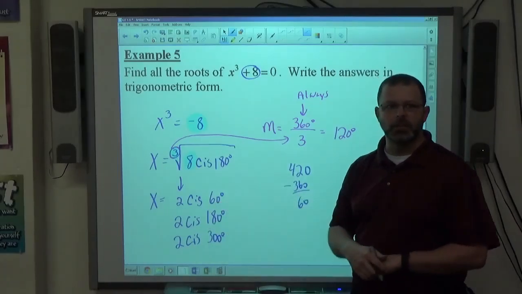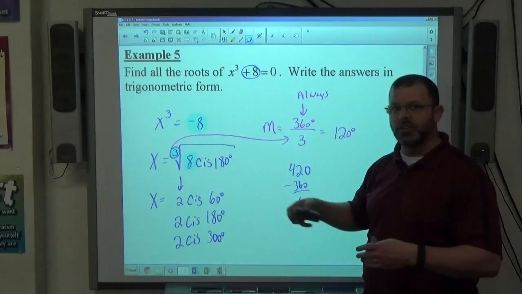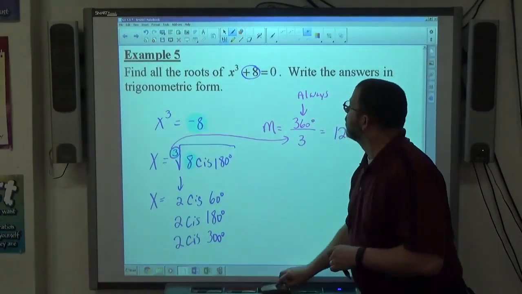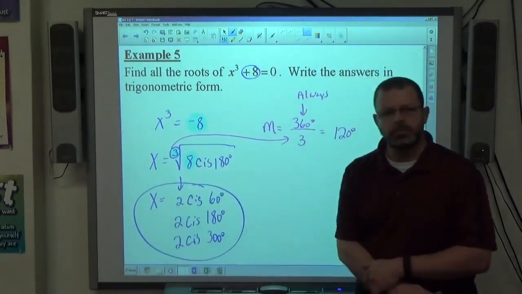We've already gotten that answer. So we stop after we get the third one. We've already found all of them. Anything else we get is just going to be a coterminal angle, which is unnecessary. The answers were supposed to be written in trigonometric form, which they are, so there are your answers, and that's it.